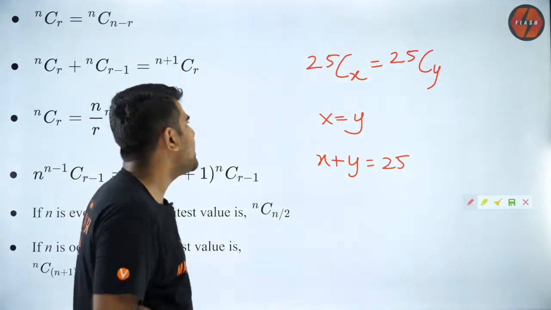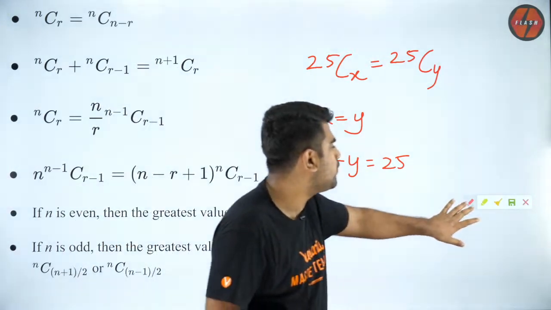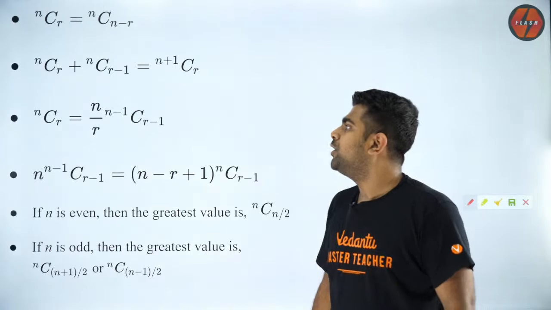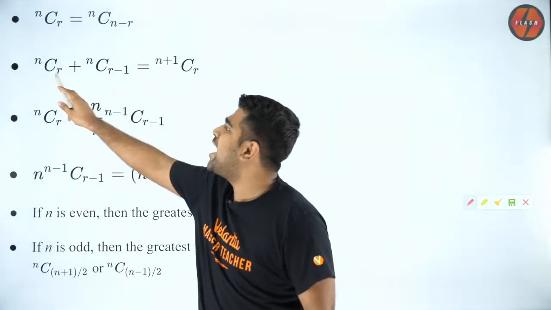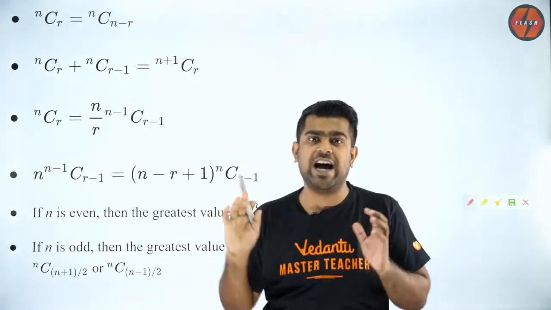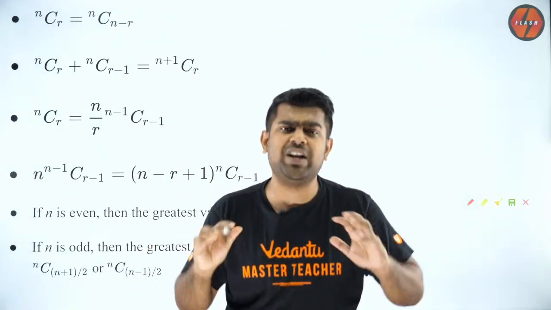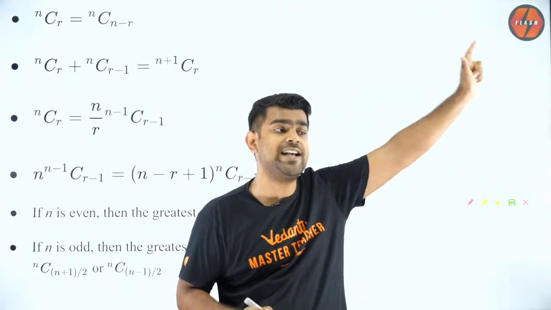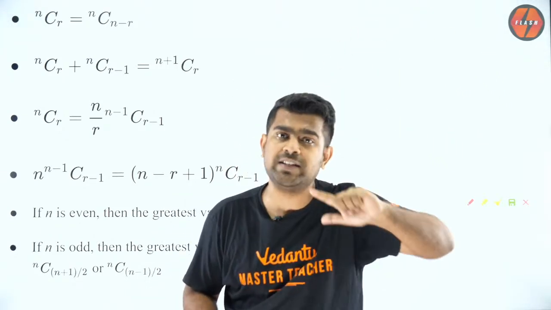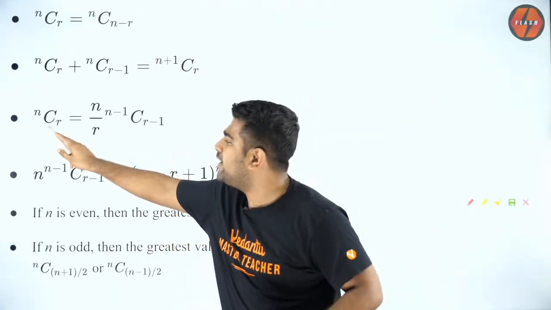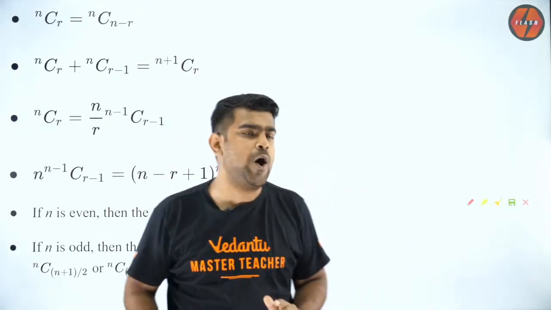Let us move ahead to the next formula which I have for you over here. So here we have nCr plus nC(r minus 1) is equal to (n plus 1)Cr. That is again a very beautiful formula which was used in binomial theorem as well. Are you guys clear with it? This is again very important, and I'll show you how to apply it.